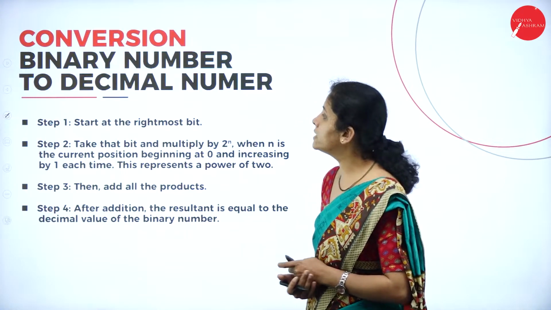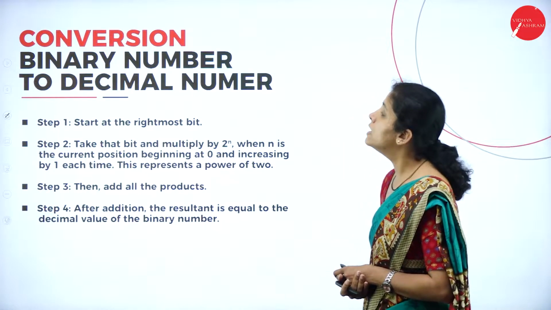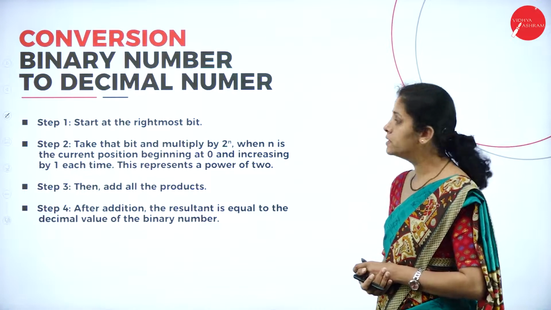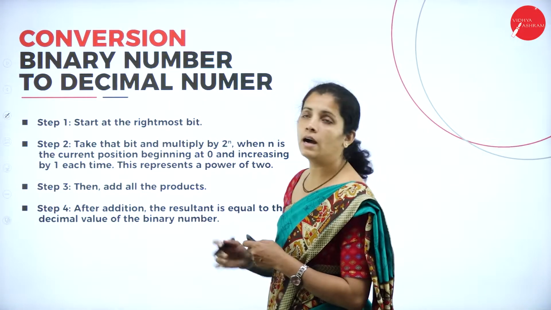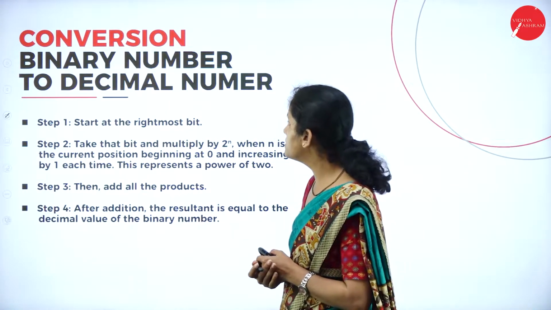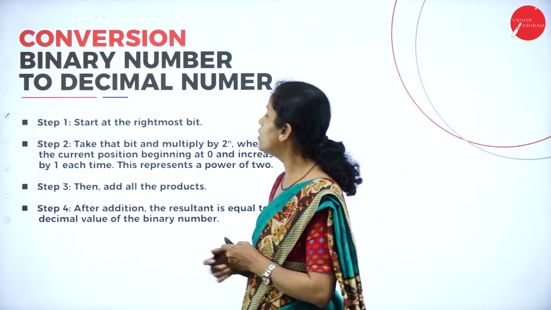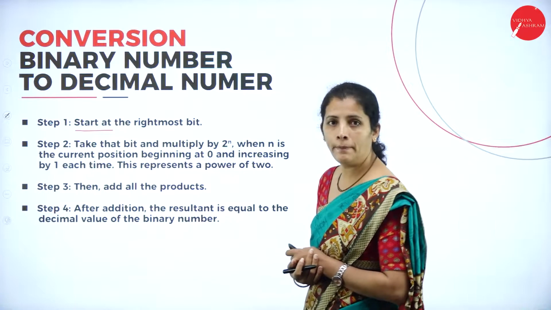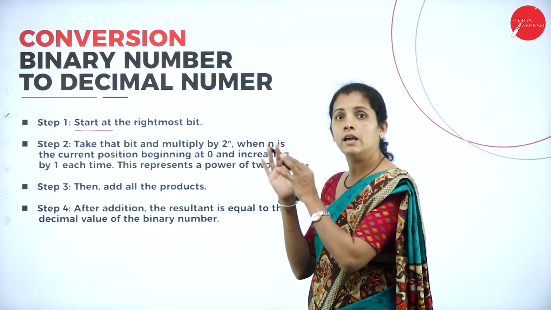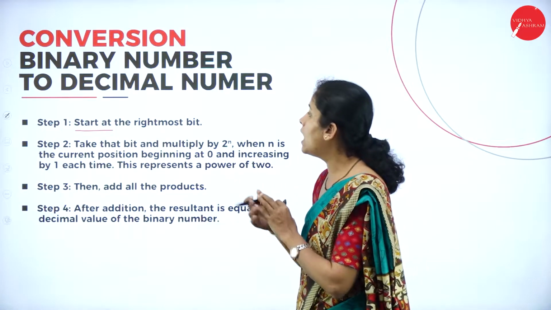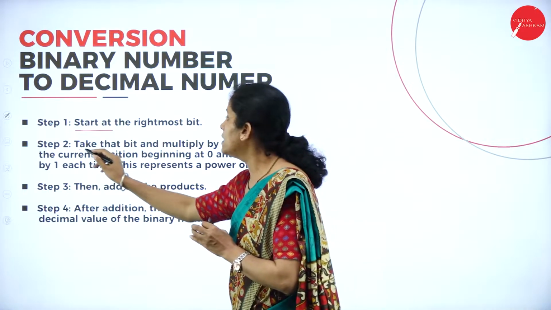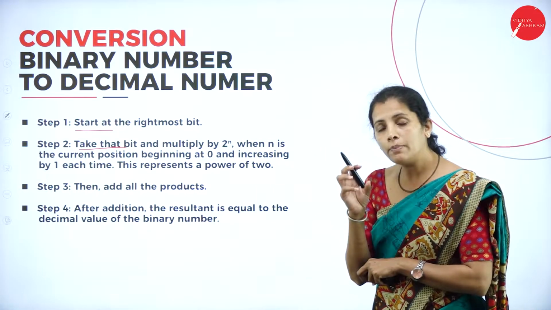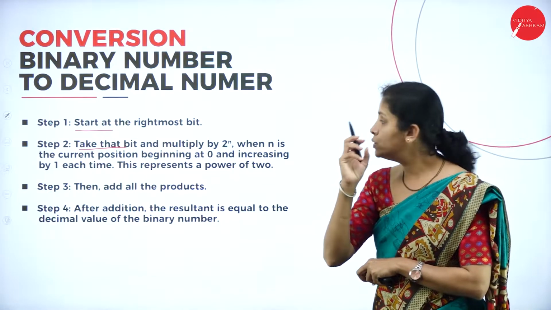So dear student, at the beginning I'm going to have conversion of binary numbers to decimal number. I'm going to have a binary number and I want to convert that to decimal number. For that, what I will do, I'm going to start at the rightmost bit. So I'm going to consider the rightmost bit and take that bit and multiply by 2.